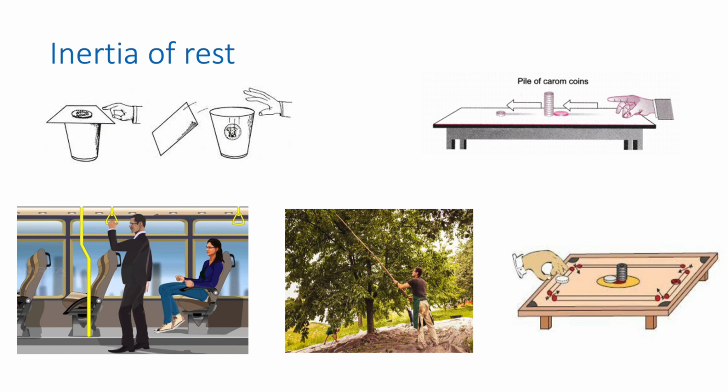Now you can see another picture, a person trying to shake a tree. When he shakes, the branches will move, but the fruits will try to remain in their state of rest. As a result, they will detach from the branches. Now in the last picture, we can see a pile of carom coins. If you strike the lower coin, it will detach from the pile and the remaining coins will stay there. This is due to inertia of rest of that pile of carom coins.